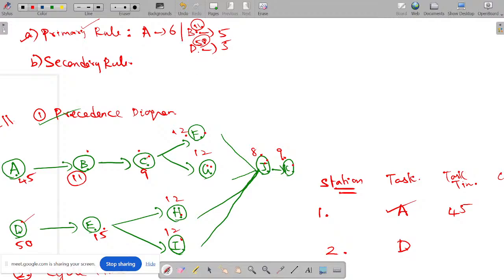Let me finish off the other rules also. So as per the second rule, which one has to be followed? D. So first A will be started, then D, then we'll go for B. So we are here. Next we'll go for C.